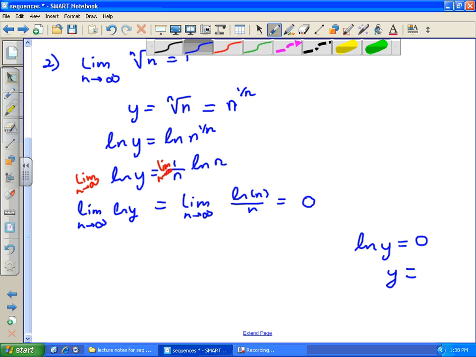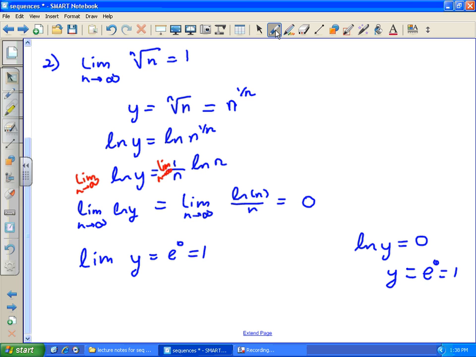How do we know it? It's basically e to the 0, right? Anytime you try to get rid of an ln, you exponentiate both sides, right? And it's going to be e to the 0 or 1. So the answer to the original question is going to be 1. The limit of y would be e to the 0 or 1. So that's what we were trying to prove, and that's what we have just proven. That basically the nth root of n, the limit of that is going to be equal to 1.